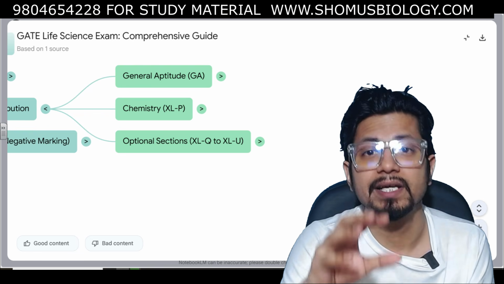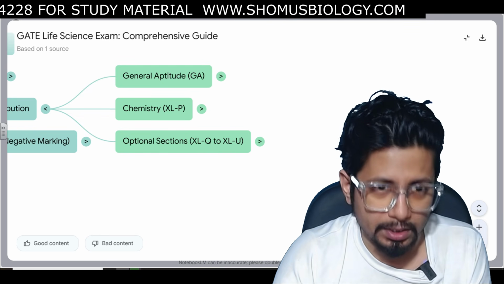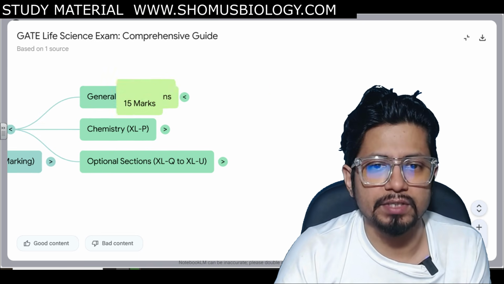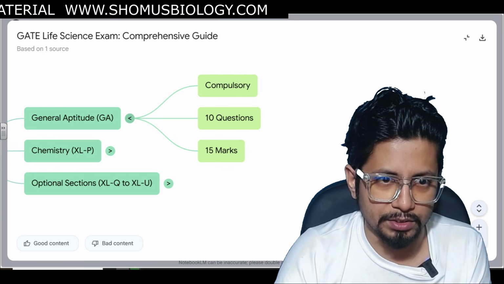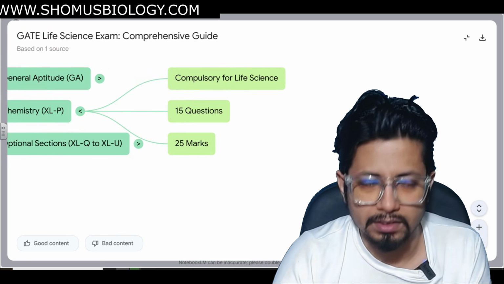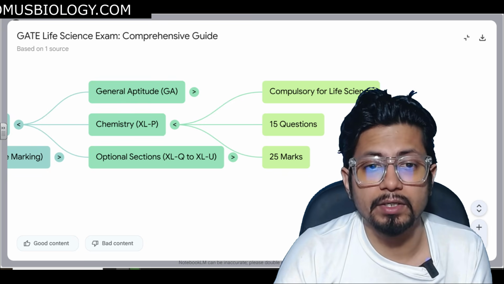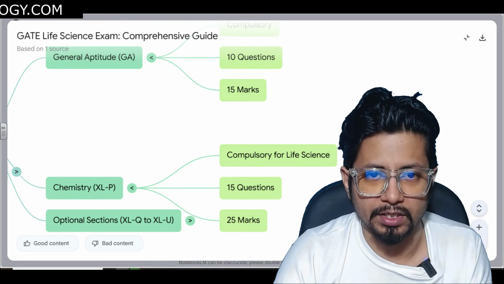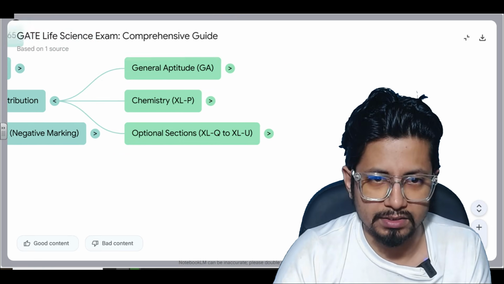Now in the optional section, it is up to you which subject or which stream you select, but the general aptitude section and the chemistry section are compulsory. In the general aptitude section, you have 10 compulsory questions, 15 marks. For the chemistry section, which is compulsory for life sciences, you have 15 questions, total 25 marks. So the compulsory questions from general aptitude as well as chemistry consist of a total of 40 marks.